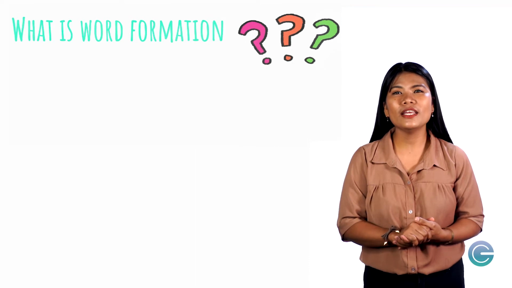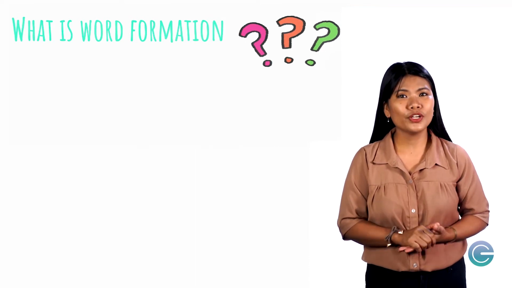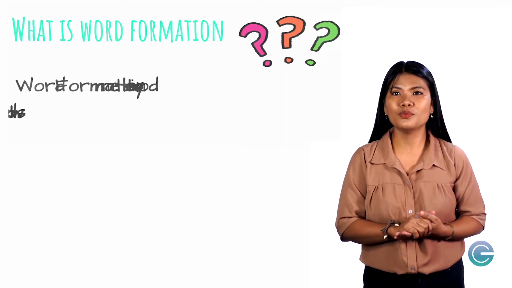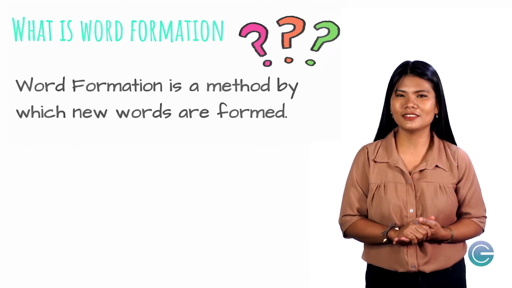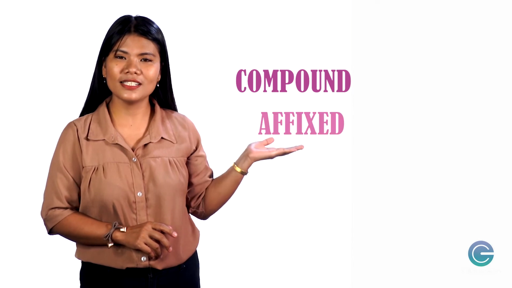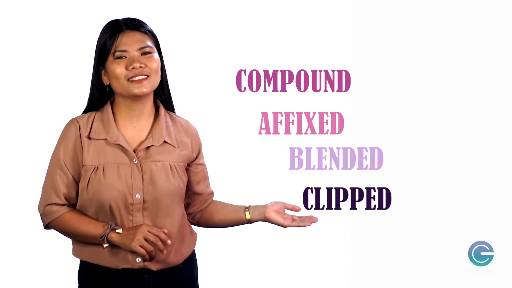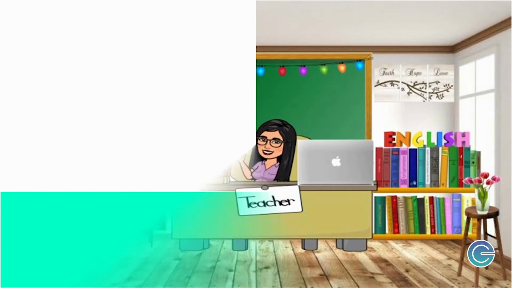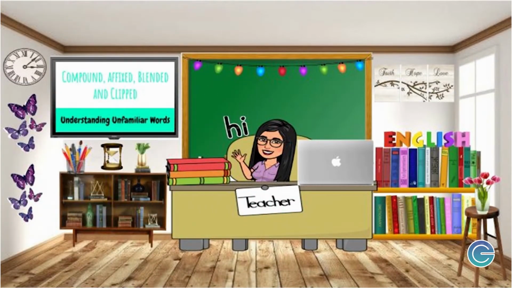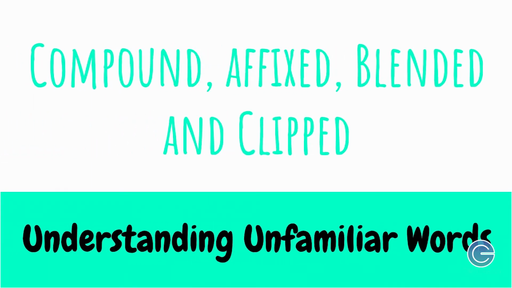By the way, what is word formation? Word formation is a method by which new words are formed. Today, we will be discussing 4 types of word formation, namely compound, affixed, blended, and clipped. Let's start with our lesson. Understanding unfamiliar words using compound, affixed, blended, and clipped words.